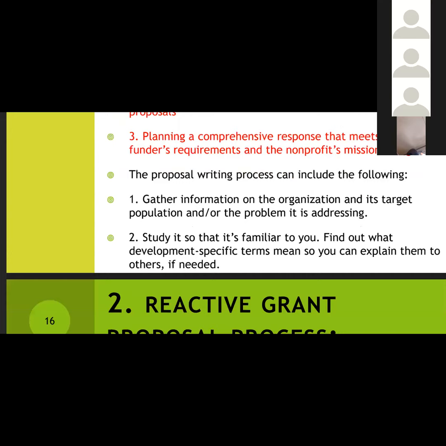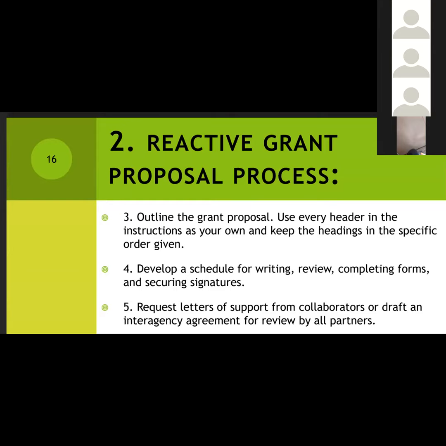Then the next thing that you will do is to outline the grant proposal. One of the things that you will do is use every header in the instructions as your own, and keep the headings in the specific order given. In fact, this is something that we normally emphasize a lot, because in most requests for proposals, they actually even recommend a format of the proposal.